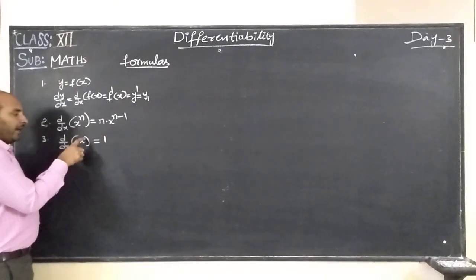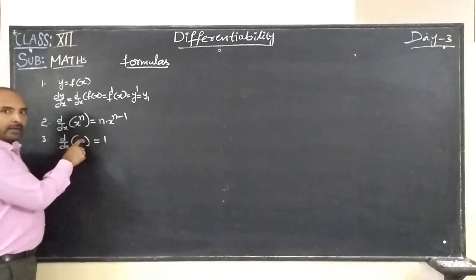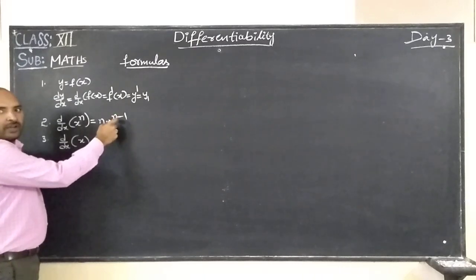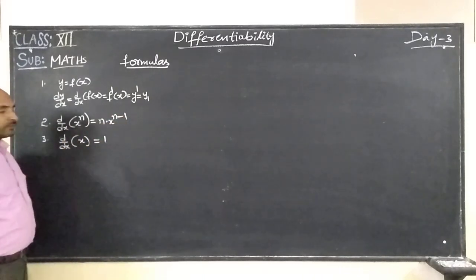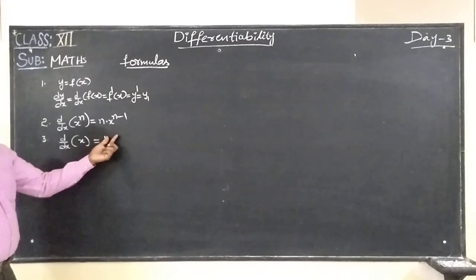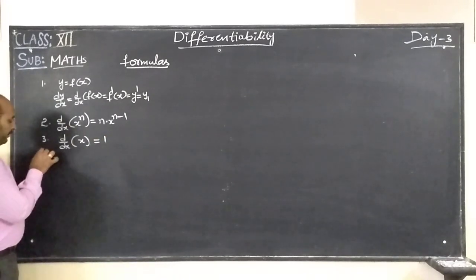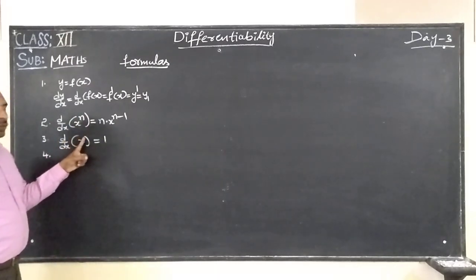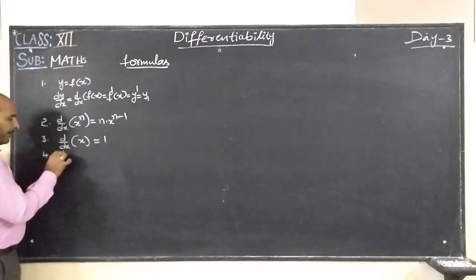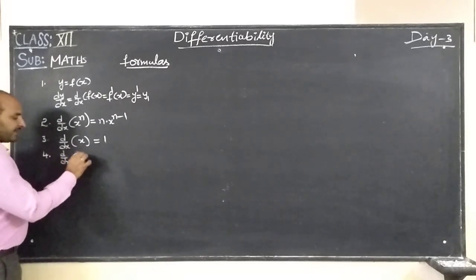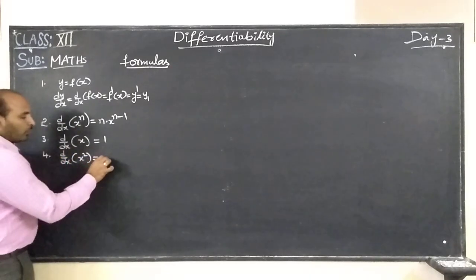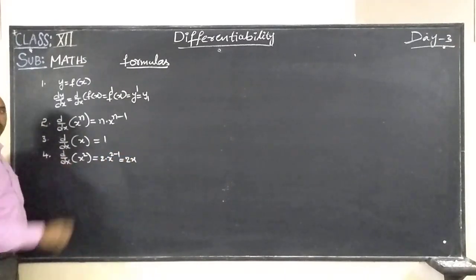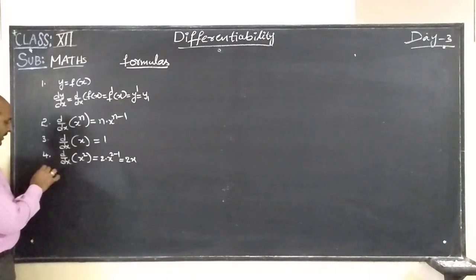Why is it 1? Here power is 1, means substitute n is equal to 1. 1 into x power 1 minus 1. 1 gets cancelled. You will get 1 into x power 0, that is 1. Same thing, d by dx of x square, put n is equal to 2, you will get 2x. d by dx of x square is equal to 2 into x power 2 minus 1 which is 2x. Derivative of x square is 2x.